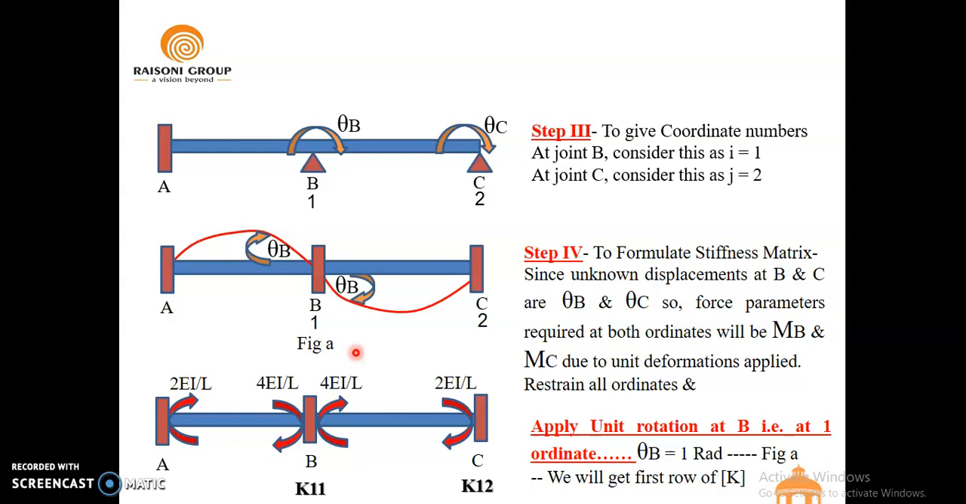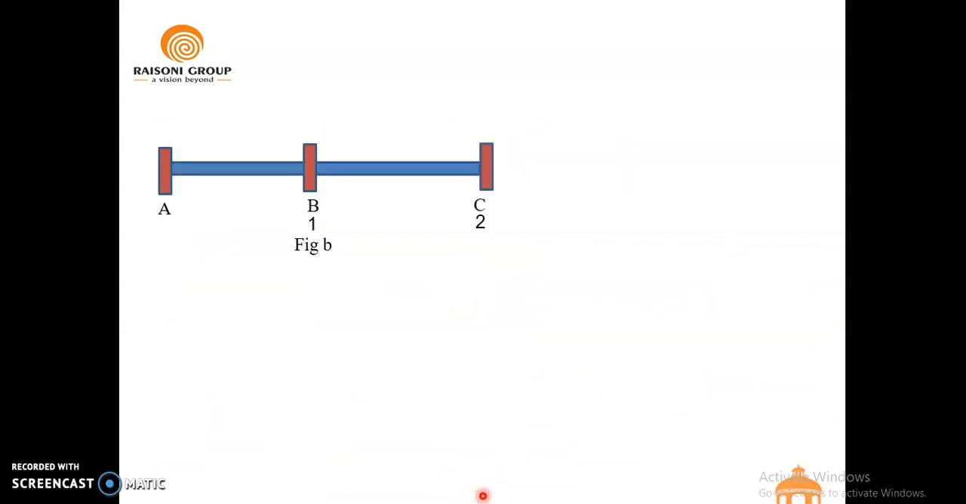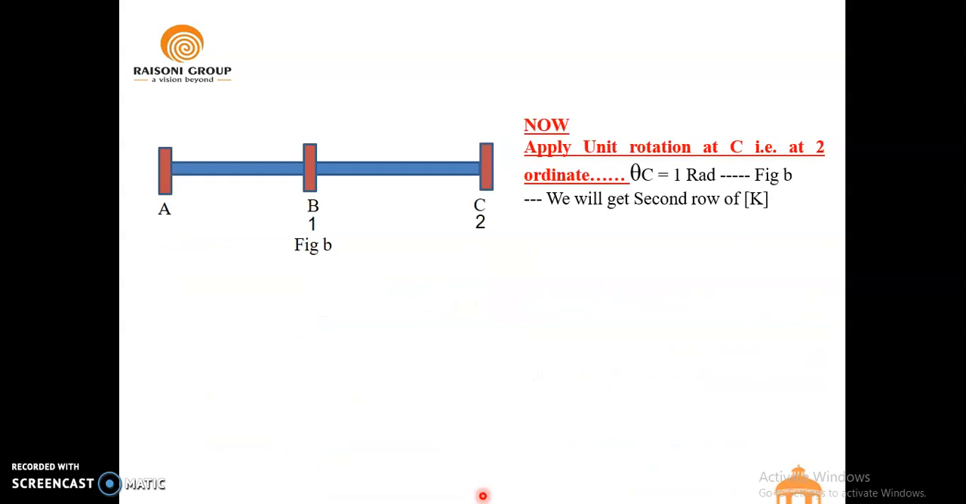So from this we will get K11 and K21. Whenever you apply a unit rotation at joint B, that is, at the first ordinate, it will give you the first column of the stiffness matrix. There is a correction here: instead of this row, please write this as the first column, and this will be your K21, since K12 and K21 will be equal. Now apply a unit rotation at C, that is, at the second ordinate, theta C equal to 1.